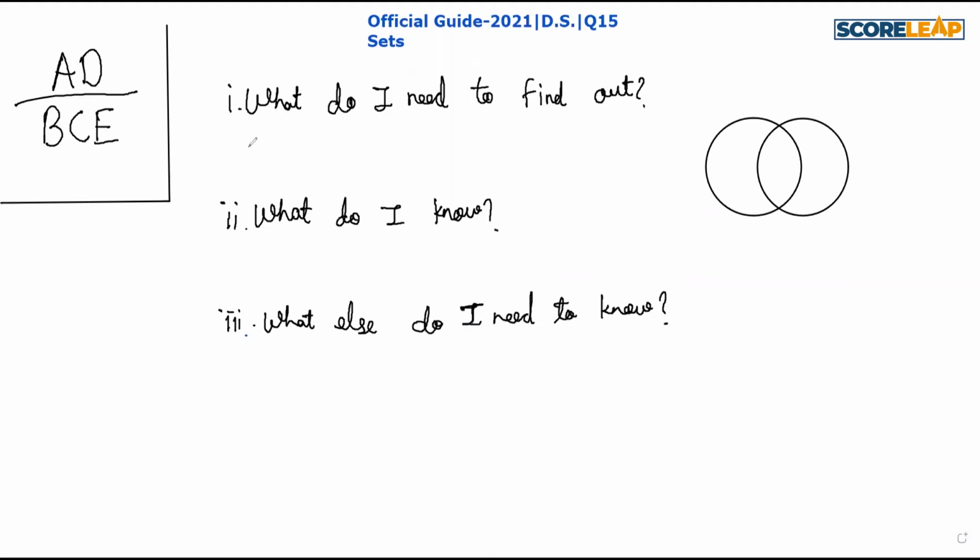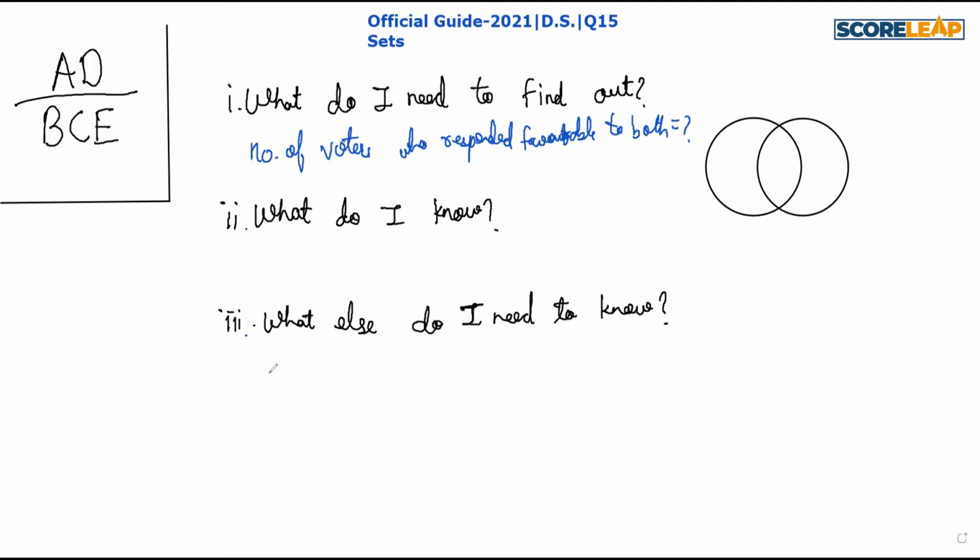So the number of candidates and the number of voters who responded favorable to both. This is what we need to find out.